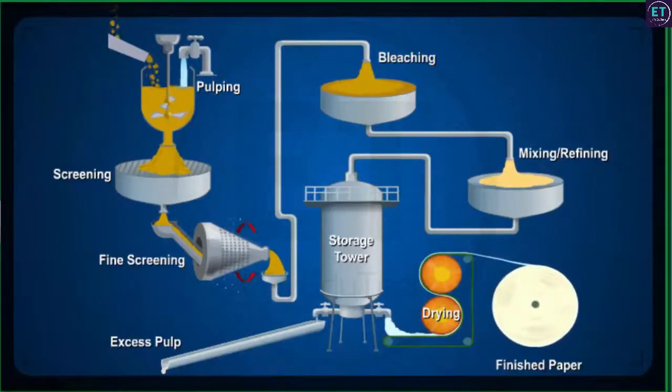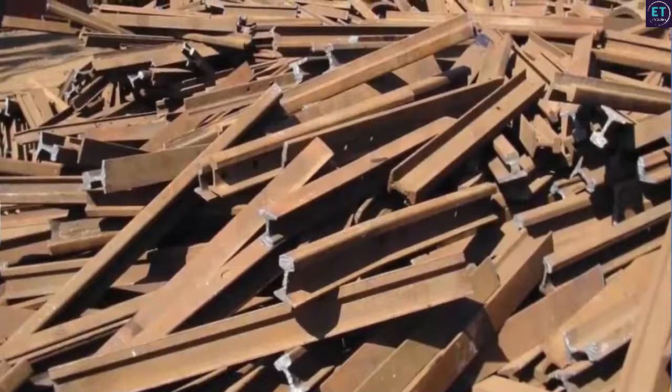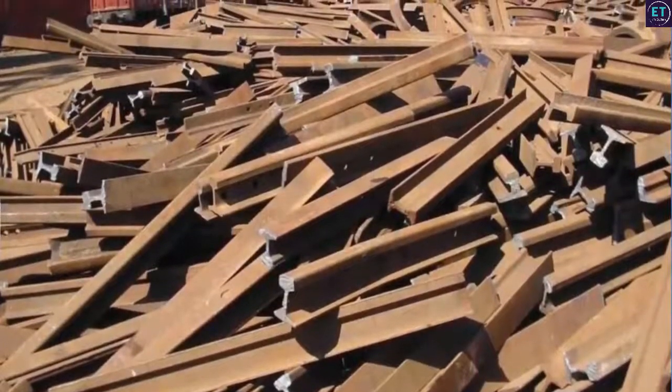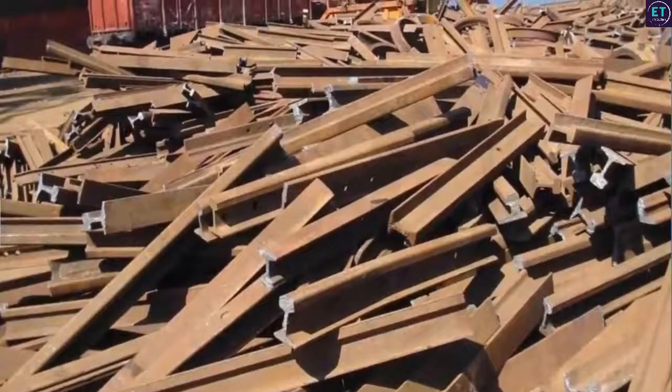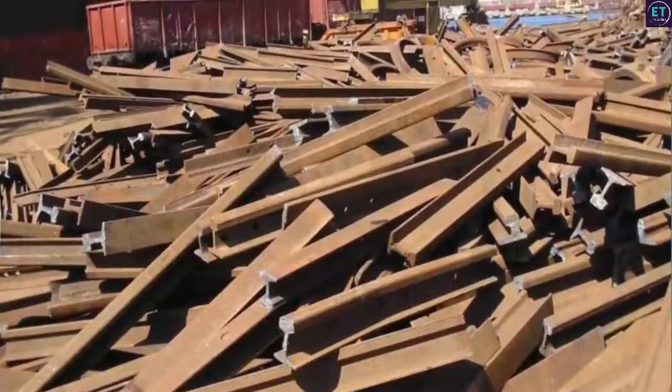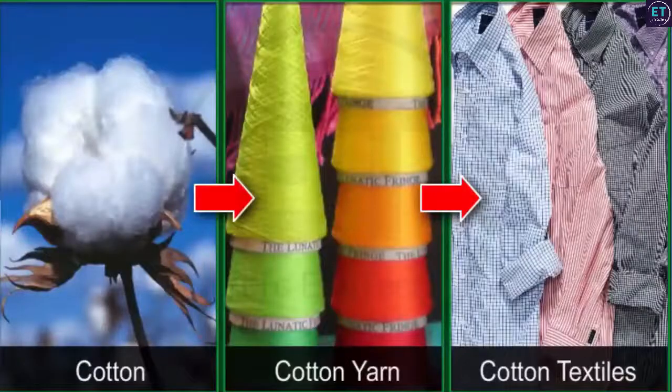At times, manufactured goods also act as raw material for another industry. For example, cotton yarn is manufactured using raw cotton. The cotton yarn is then used as raw material to manufacture cotton textiles.